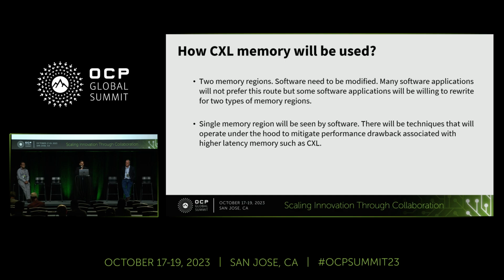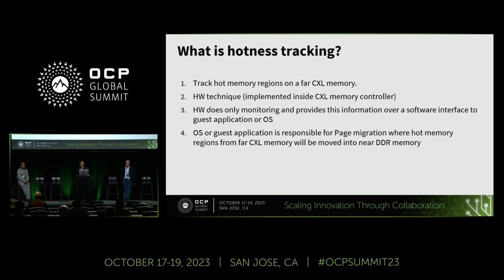So again, going back to how CXL memory will be used: in software as a service, where we have total control over the software stack, we will be able to deal with two memory regions more effectively. But in the cloud service, where it's a single memory region, we prefer to have one unified view of the memory. And if there are any techniques under the hood that we can use, that will be useful. So that's the overall thought here.